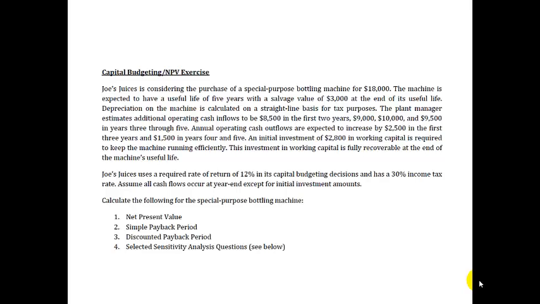Joe's Juices uses a required rate of return of 12% in its capital budgeting decisions and has a 30% income tax rate. Assume all cash flows occur at year-end except for initial investment amounts. So what are we going to do in this exercise? A few things. One, the standard net present value calculation, followed by the simple payback period, and finally, the discounted payback period, and then finally some additional sensitivity analysis, which we didn't get to speak about in class.